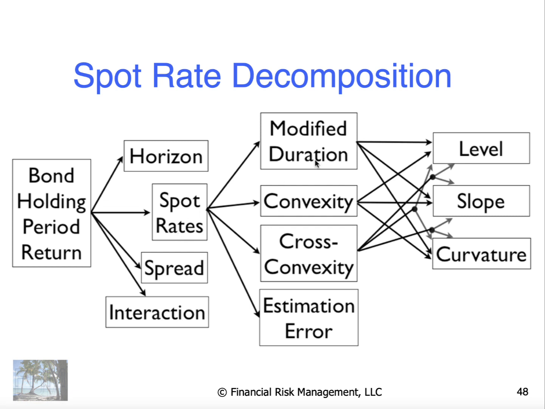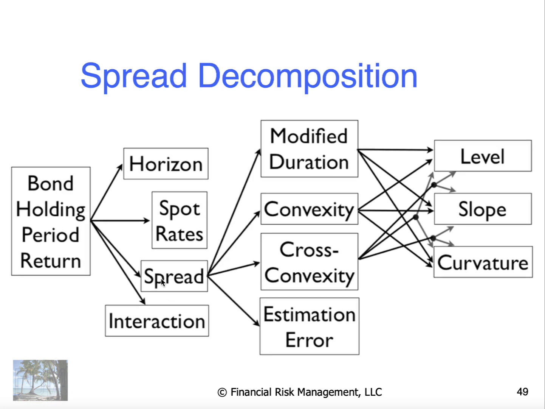Based on Taylor series, we're going to estimate modified duration, convexity, and cross convexity. And because it's a Taylor series, there's going to be an estimation error. We want to pay attention to this estimation error to make sure that we're not missing the bulk of the phenomenon we're trying to capture. Modified duration can be broken down into level, slope, and curvature. Convexity can be the same. Cross convexity has three pairs. And so that's pretty much the goal here.